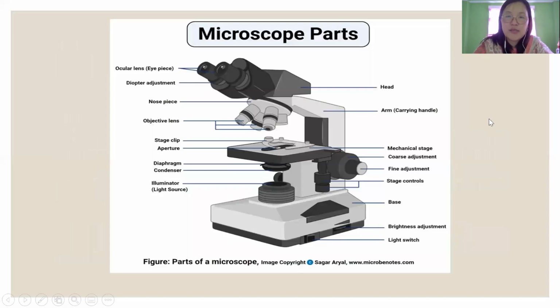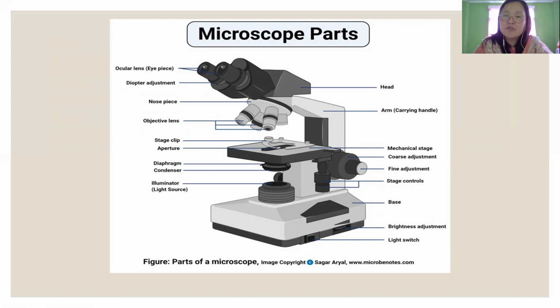In this picture you can see the stage, which is made of metal. It has a clip here. With these two knobs, also called stage control knobs, you can move the slides from this side to this side, or back and forth. And these clips are meant to keep your slides in a stable position.